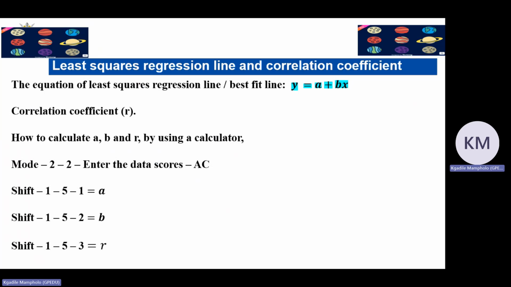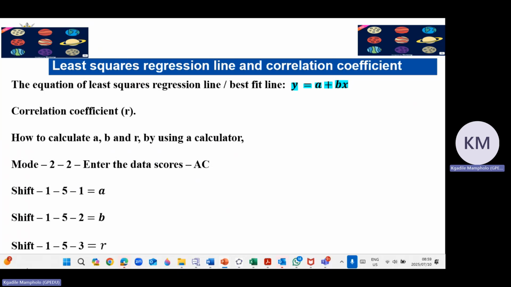Then you check the outputs, and if they gave you the table, you enter the outputs on the right-hand side, entering each number and pressing equals. After entering the scores, you press AC. Pressing AC means you are saving the data. What does this mean? It means that when you calculate A, B, and R, you'll not start from the beginning, because by pressing AC, you save the data. You'll see when we do that in the next one.